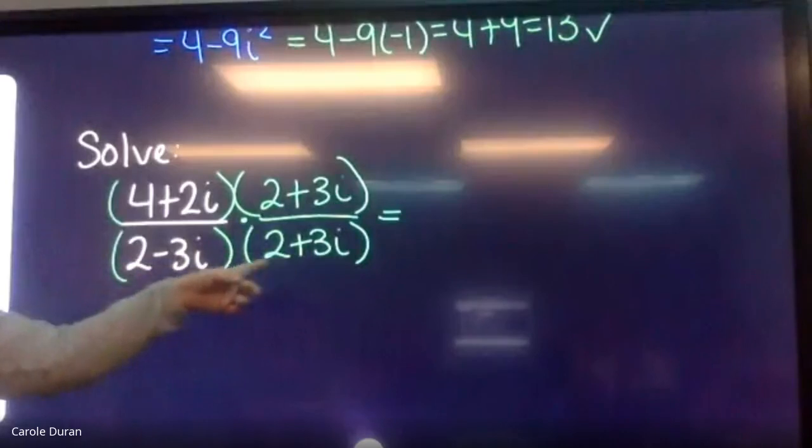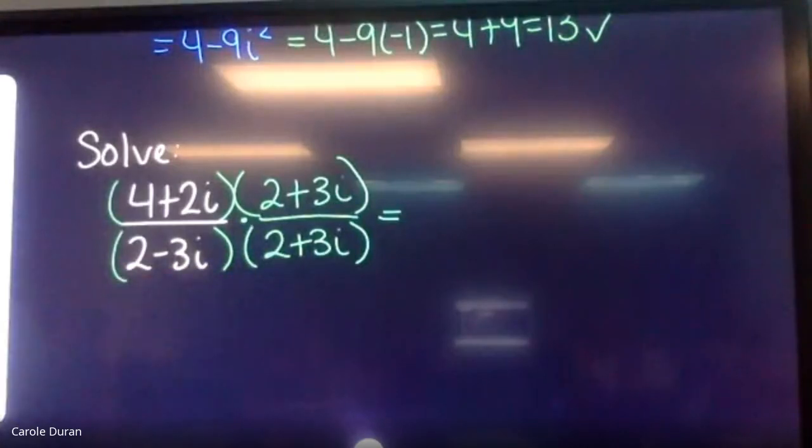This is half as much work now because I don't actually have to multiply this bottom out. I have a question. I understand, so 2 plus 3i is the conjugate of my denominator, yes. Oh, so we just take the conjugate of the denominator? Yes. Yep, because that's the part I want to get rid of.